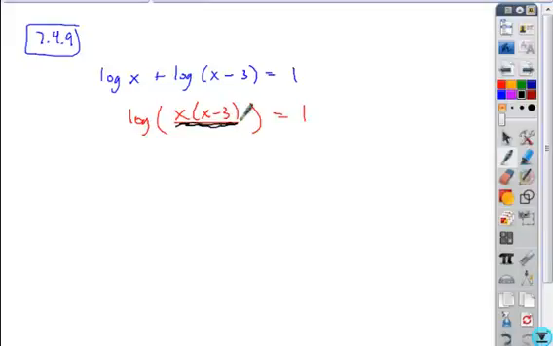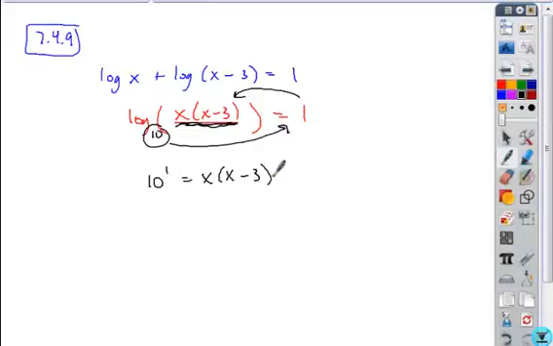Once you get everything written as a single log, you're then going to rewrite it in exponential form. So in exponential form, we take the base of our log, which is an unwritten 10, to the power of whatever's on the other side, 1. Set that equal to what's inside the log, which is x times x minus 3. And then you solve the resulting equation. So it becomes a quadratic equation.